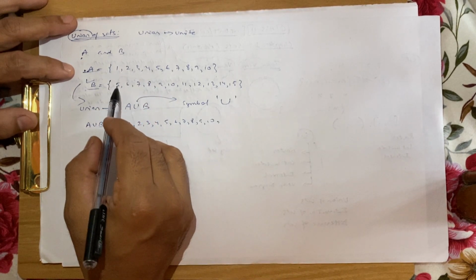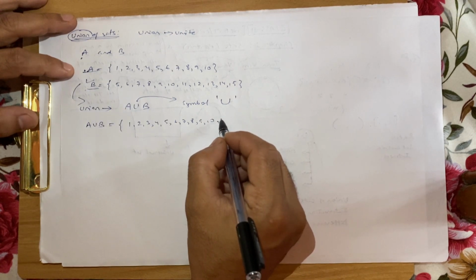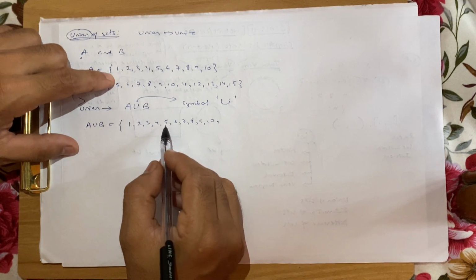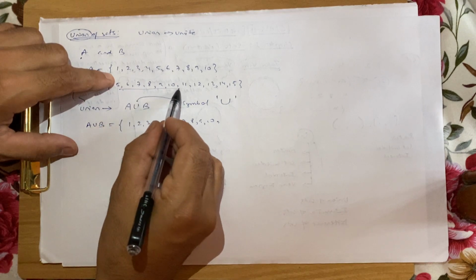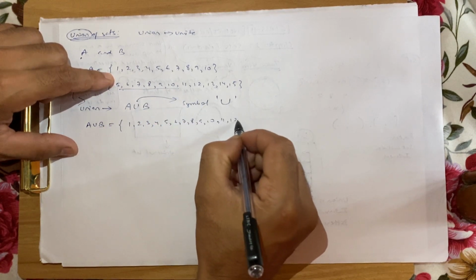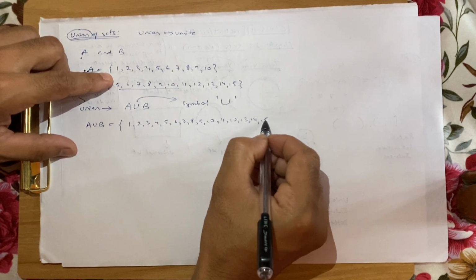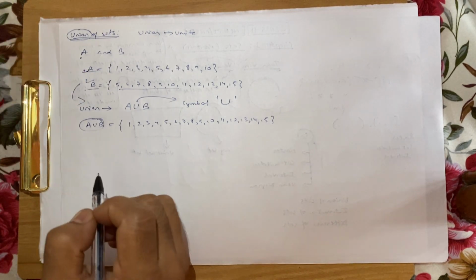Then I have the elements of set B, which is what? I'll not repeat the elements. See, 5, 6, 7, 8, 9, 10 is here also. So I'll start from 11, then 12, then 13, then 14, and then 15. So this is the union of set A and set B.